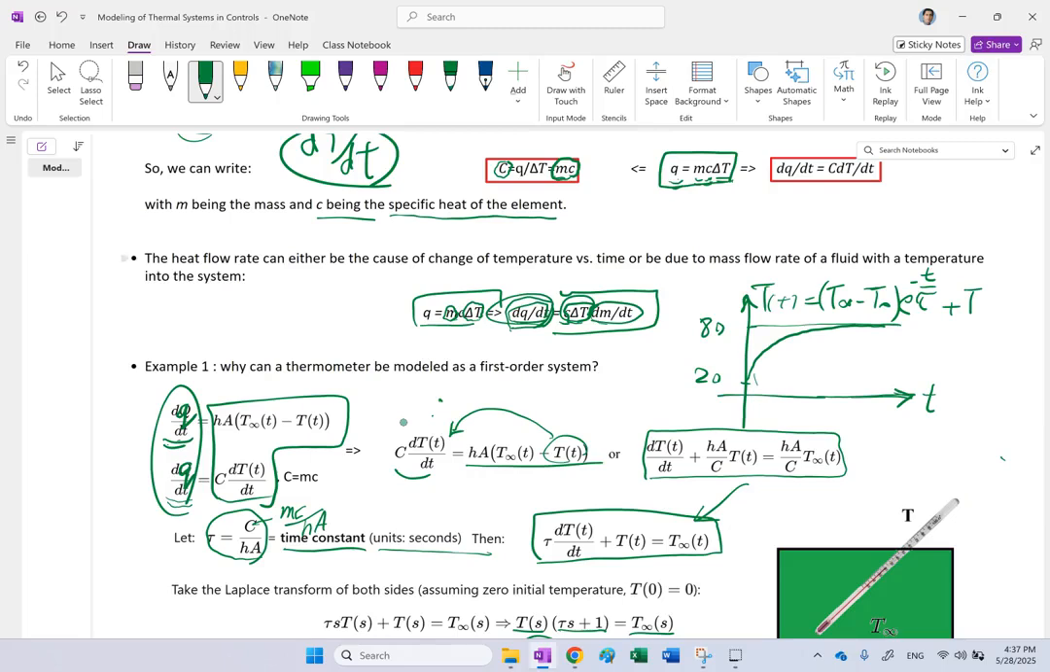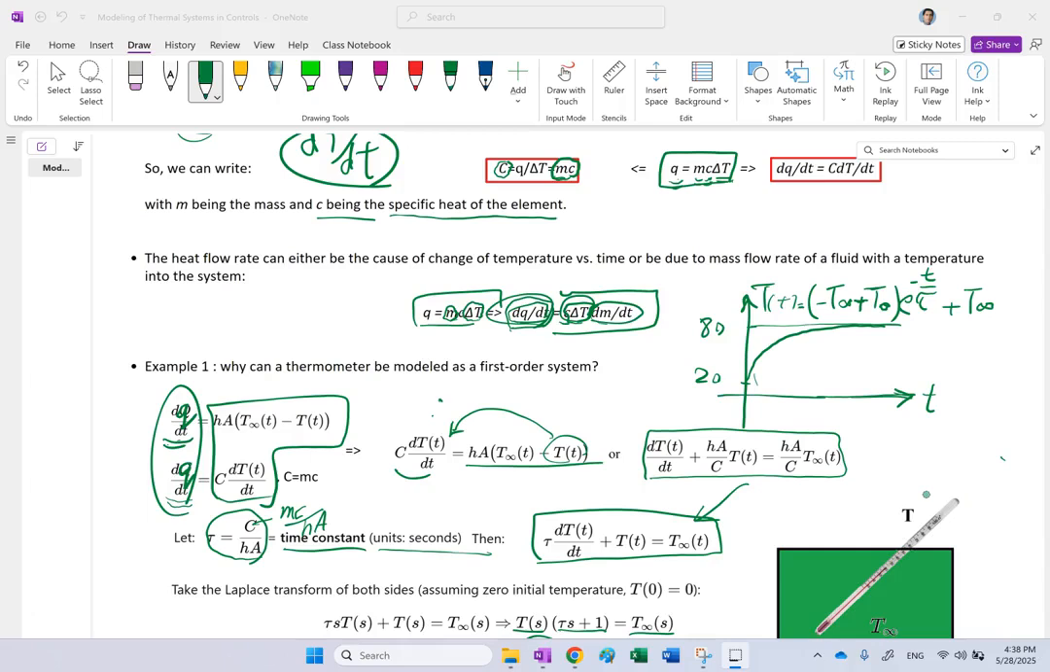Plus or minus. Well, let's make sure the initial condition is satisfied. So it is going to be like this, and then plus T infinity. So in the beginning, as you can see, T of 0 is going to be equal to T naught. When T goes to infinity, it goes to T infinity. And exactly this is an exponential behavior.